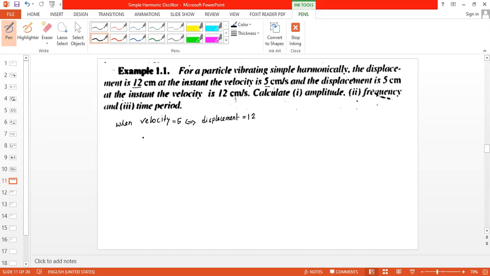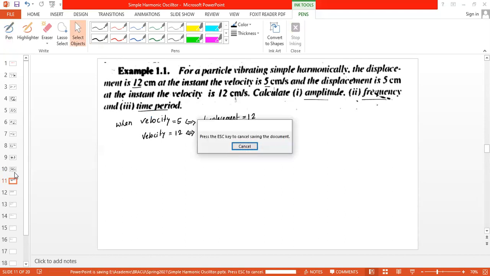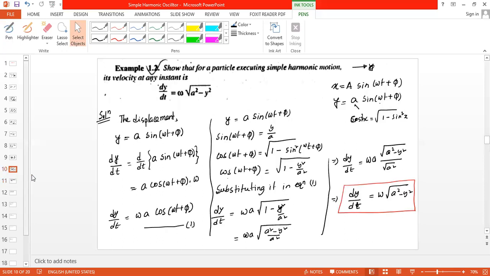Once again, when velocity is 12 centimeter per second, then my displacement is 5. So this is the case for a particle that is oscillating simple harmonically. Now I have to find out the amplitude, frequency, and time period for the object. Is this clear? In our previous math, we derived a formula: this is the velocity, dy by dt. Velocity can be written as omega into square root of a square minus y square. So we are going to use this formula here.